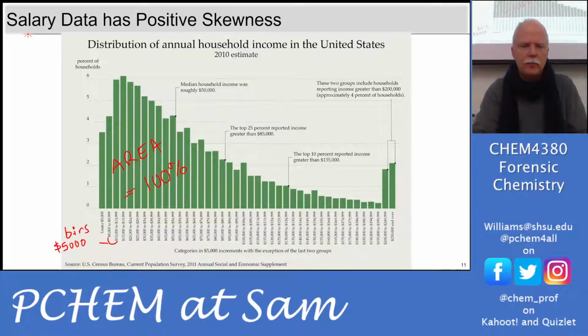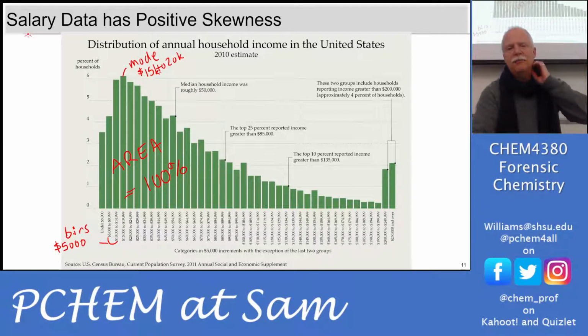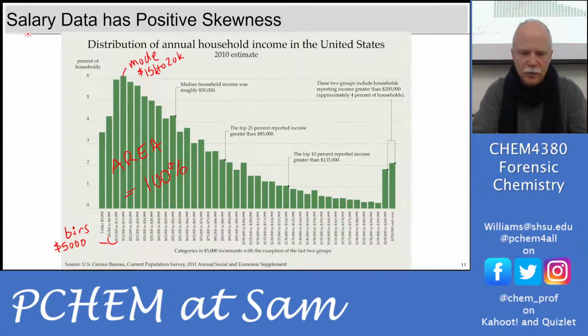Okay. One thing I would like to point out is that this most probable one is called the mode. So the mode of this data is 15 to 20,000. I'll put a K in there. 15 to 20,000 is the mode. That's the most probable household income at this particular year. I think it says 2011.